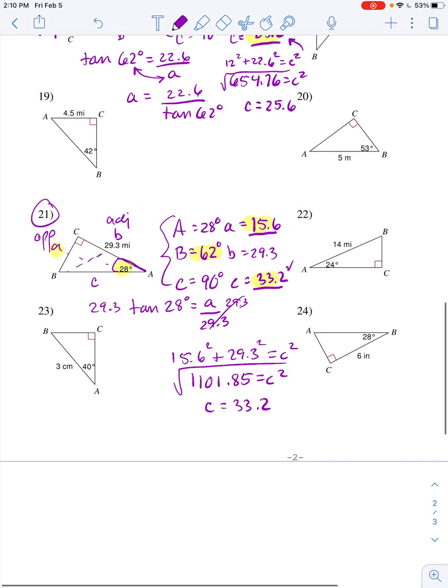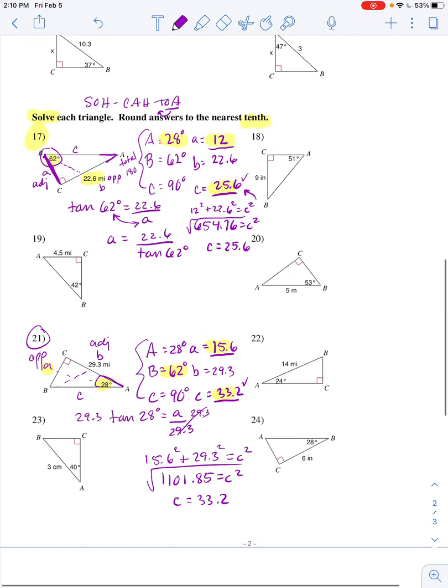So hopefully those 2 examples can help you be more successful on the remaining ones where your job is to find everything. Solve the triangle.